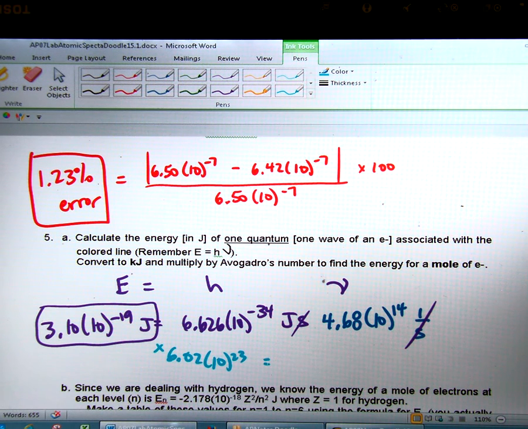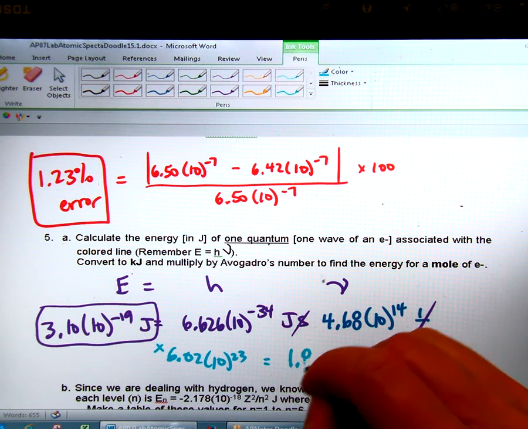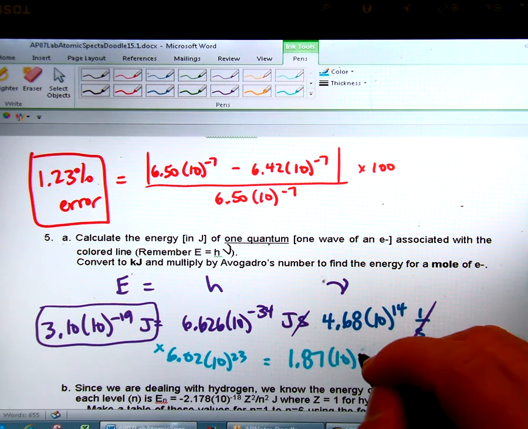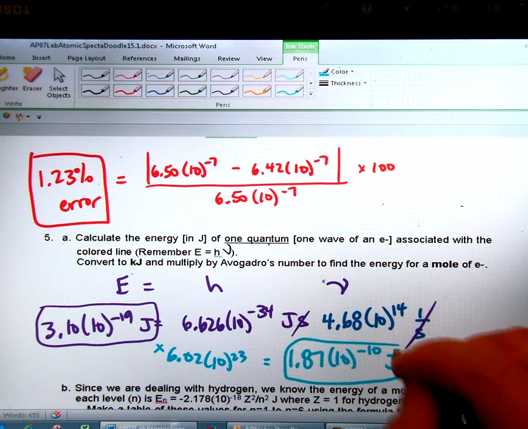And when I get that, I will do this. 3.1 times 10 to the minus 19 times 6.02 times 10 to the 23rd is going to give you 1.87 times 10 to the minus 10th joules.